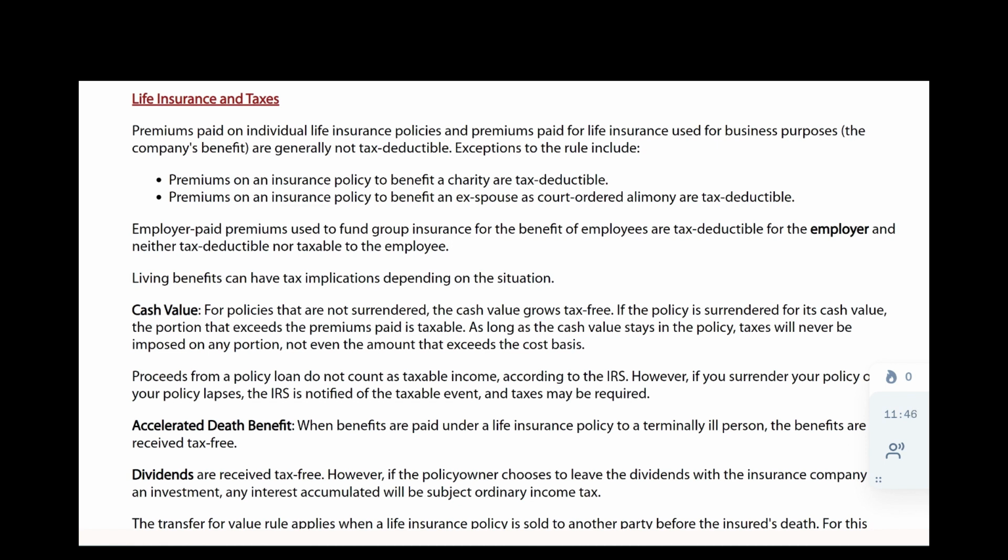Premiums on an insurance policy to benefit an ex-spouse as court-ordered alimony are tax deductible. Employer-paid premiums used to fund group insurance for the benefit of employees are tax deductible for the employer, and neither tax deductible nor taxable to the employee.